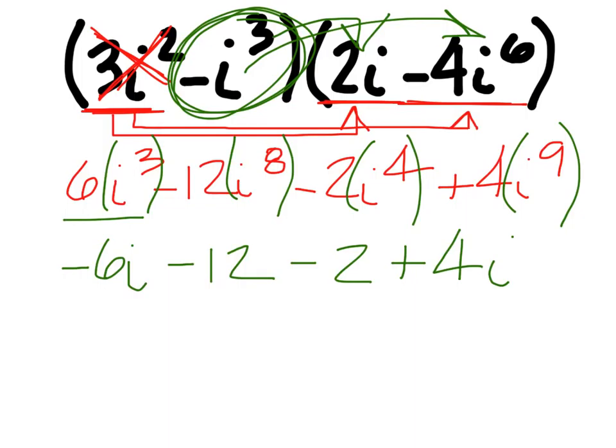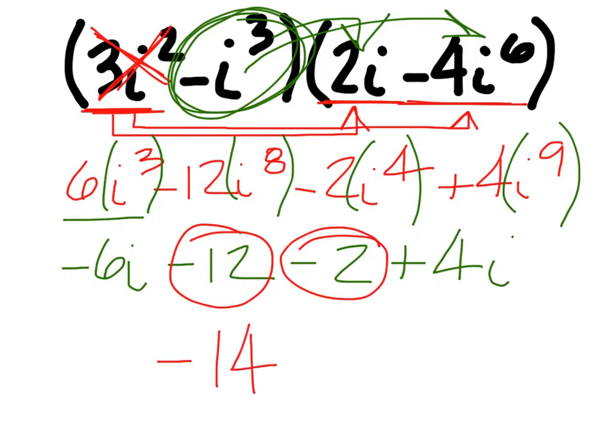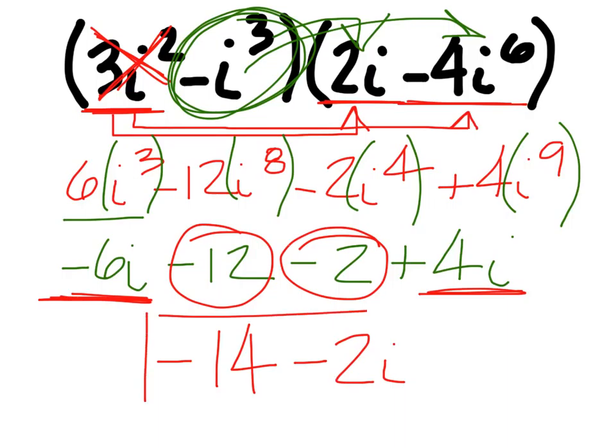Now we have to do some simplifying here. We have negative 12 minus 2. That's a negative 14. And then negative 6i plus 4i is minus 2i. And we are in the right form, a plus bi.